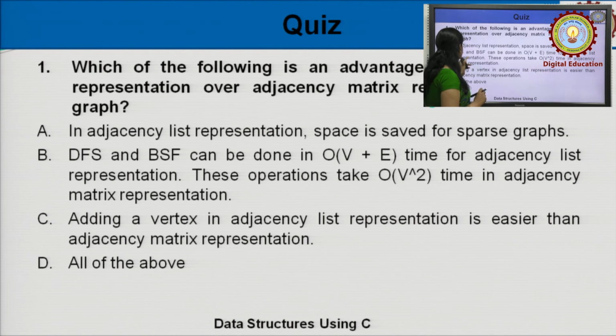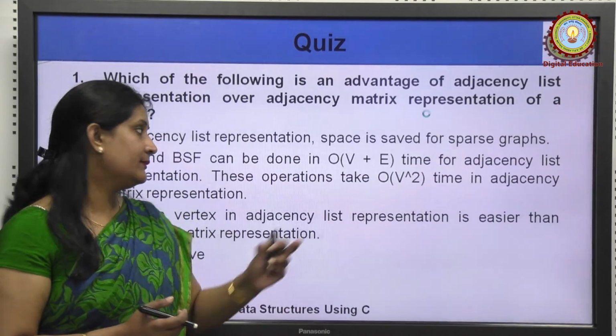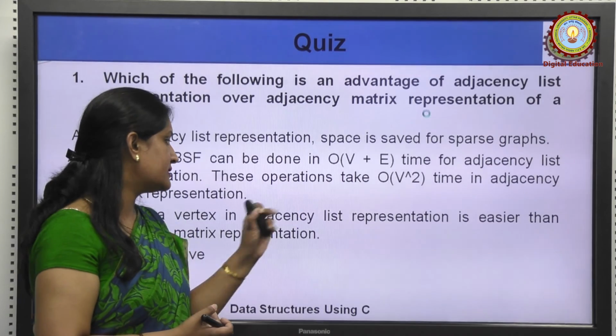DFS and BFS, which are graph traversal techniques, can be done in order of V plus E time for adjacency list, and for adjacency matrix it takes order of V square. Yes, in an adjacency matrix the rows and columns are labeled by the number of vertices, so maximum time is order of V square. But in the adjacency list, the vertex array is associated with the array of edges, so time is order of V plus E, so option B is correct.